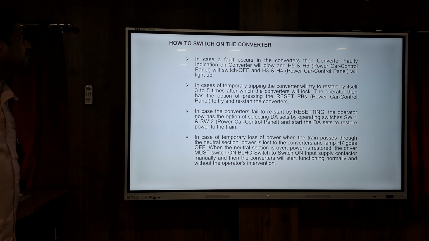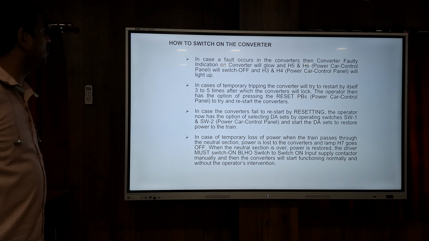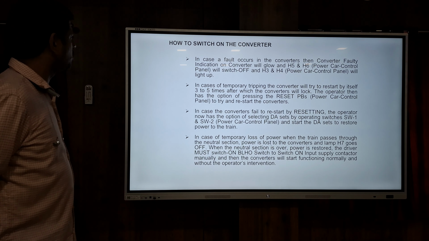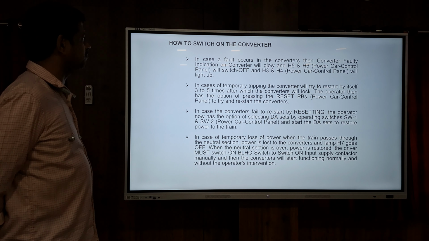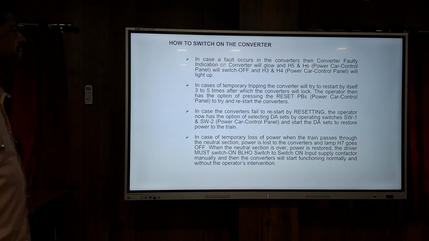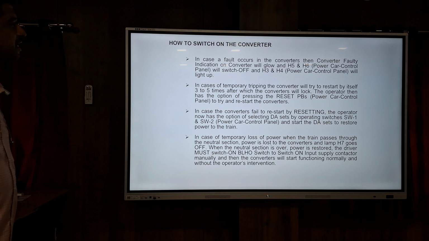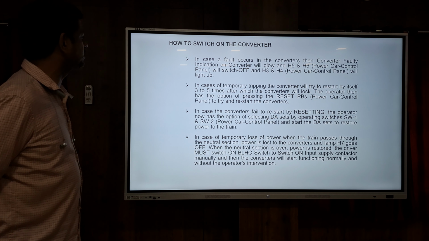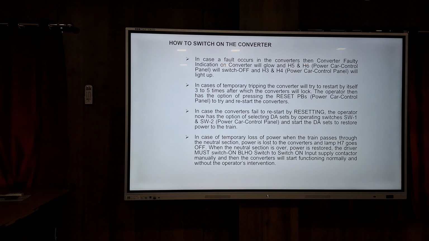In case a fault occurs in the converter, the converter faulty indication on the converter will glow, and H5 and H6 on the power car control panel will switch off and H3 and H4 will light up. In case of temporary tripping, the converter will try to restart by itself 3 to 5 times, after which the converter will lock. The operator then has the option of pressing the reset push buttons in the power car control panel to try and restart the converter.